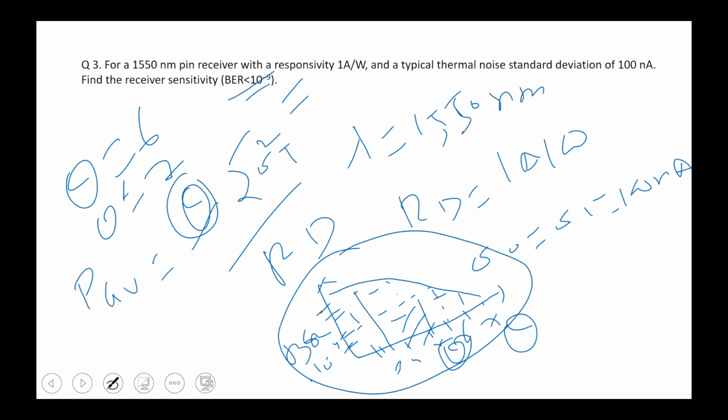So Q equal to 6, sigma T is given as 100 nanoampere, and RD is given as 1 ampere per watt. So you can calculate the receiver sensitivity in this case.